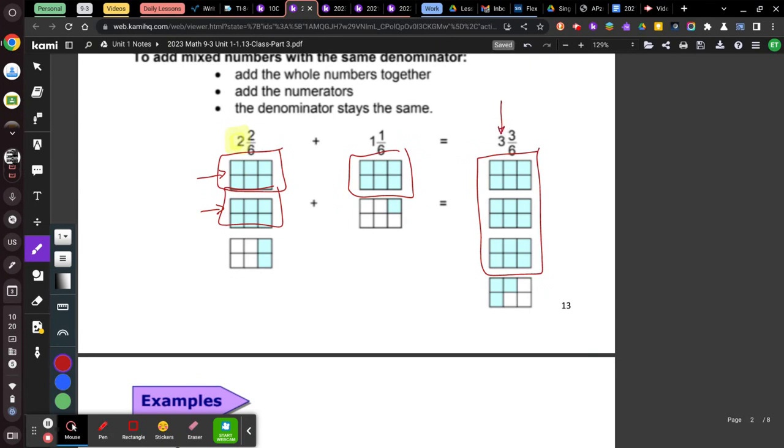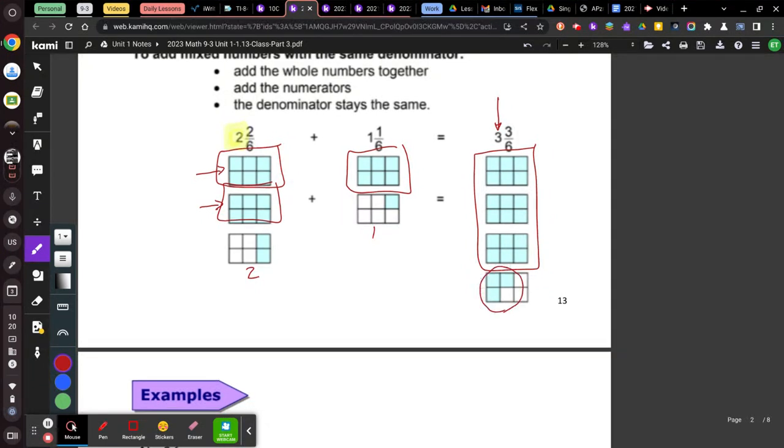Now what we look at is we combine the ones that are left over. So we see we have 2 left over here, 1 left over here. We're going to draw them all together here. We have 3 left over. Okay, so that's what we're doing when we're looking at our squares.